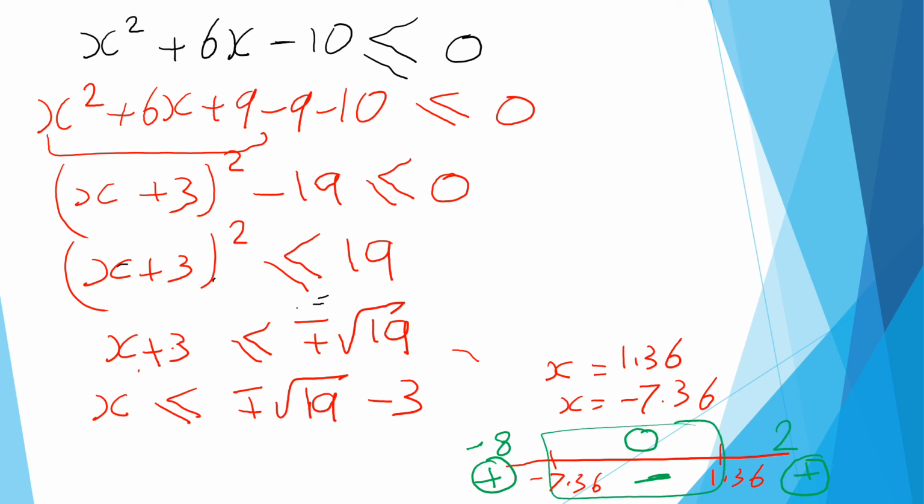So my final set: x must be greater than or equal to negative 7.36, because equal to 0 is included, and less than or equal to 1.36, because negative 7.36 and 1.36 give me the 0 value, so that gives me the equal, and the values in between give me the negative, which is less than 0. So that's why we said x greater than or equal to negative 7.36 and less than or equal to 1.36. I think in the previous one I forgot the equal, so it needs to be the equal in there.